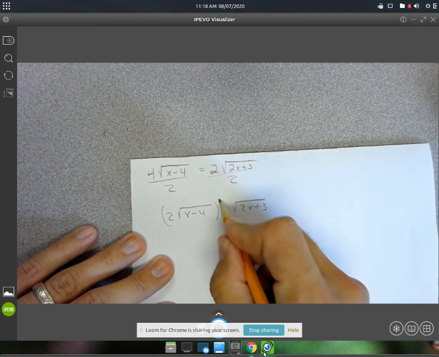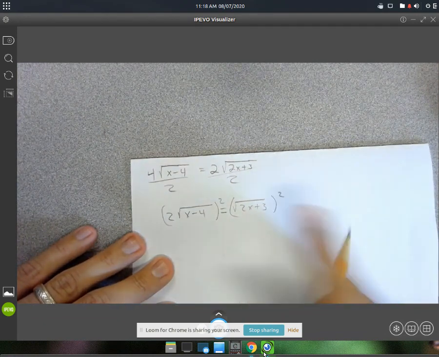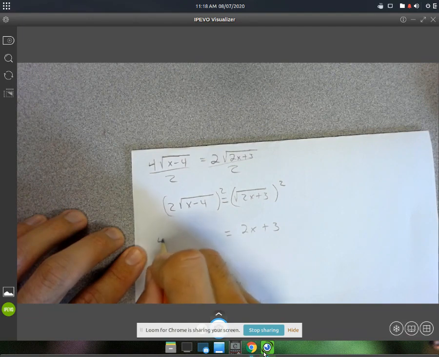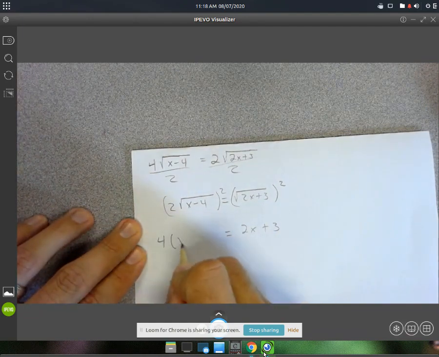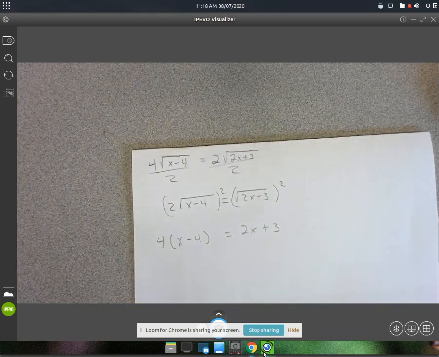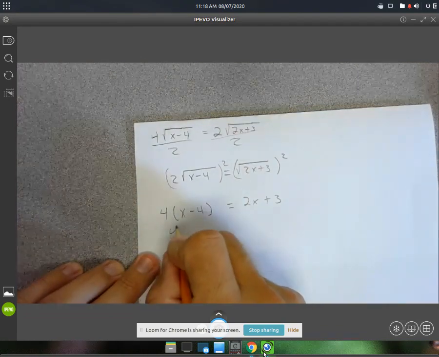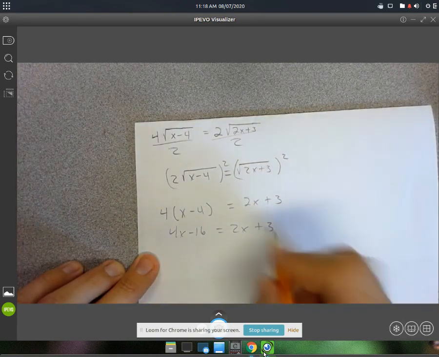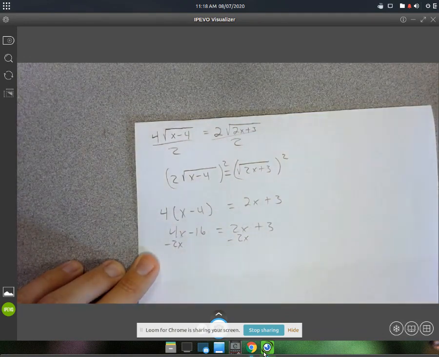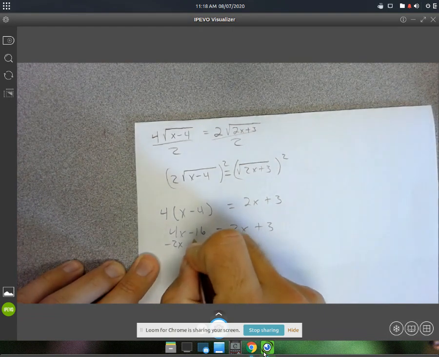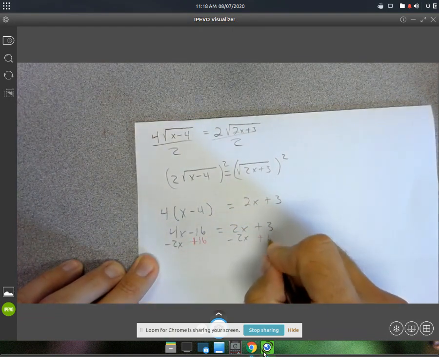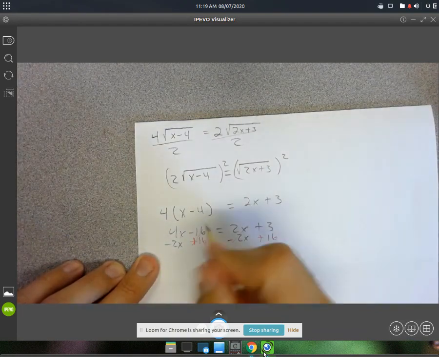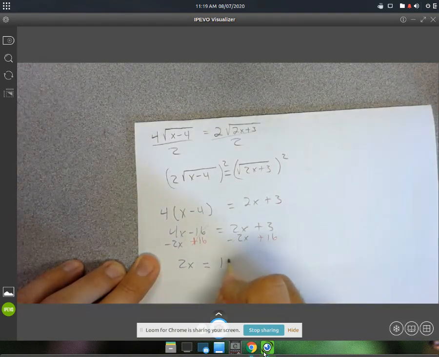Now if you square both sides, on the right side, you'll just get 2x plus 3. On the left side, you're going to get 4, because that's 2 squared. And then you're going to have the quantity x minus 4 being multiplied there. So we need to expand this. That's 4x minus 16, equals 2x plus 3. We need to get all of our variables on one side. So subtract 2x from both sides, and all of our constant terms on the other. We're going to add 16 on both sides. That way those will cancel and those will cancel. So you wind up with 2x equals 19.